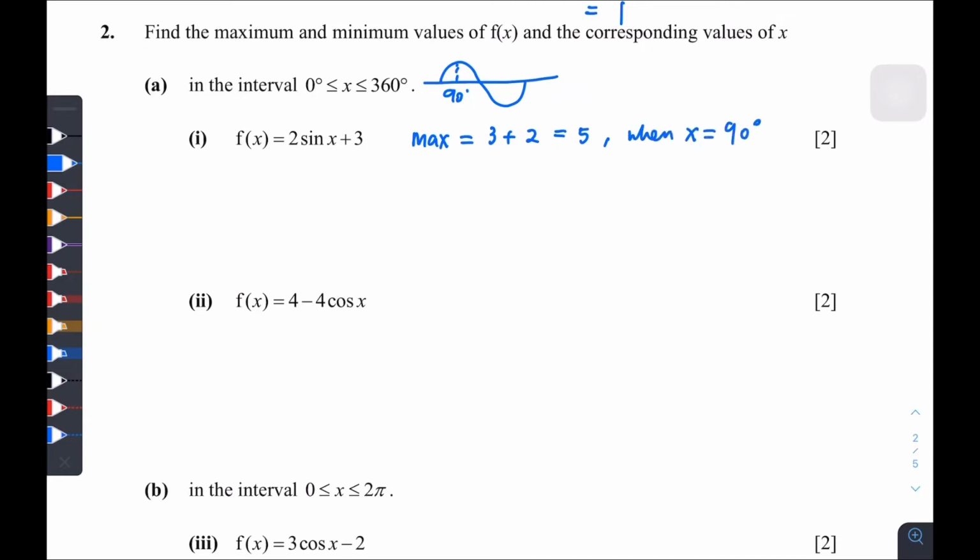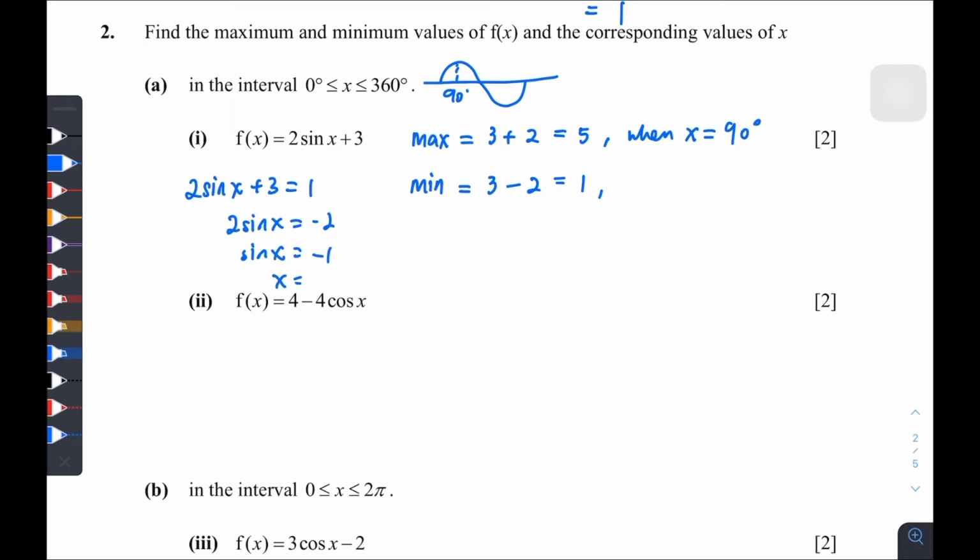Okay, so there are two ways. One, you can solve the full thing manually. The other way is to think when the function is going to be maximum. The same way, the minimum value of the graph would be from the middle line 3, minus 2 from the amplitude, so it's going to be 1. You can also do 2 sin x plus 3 equals 1, so 2 sin x is equal to negative 2, and sin x is equal to negative 1.